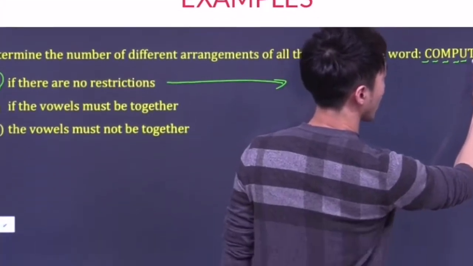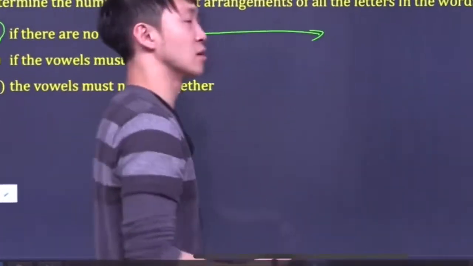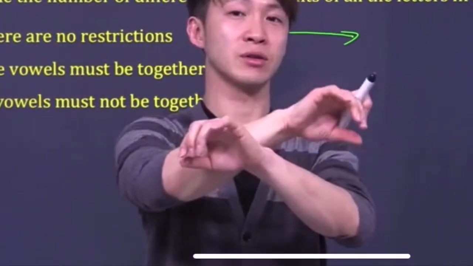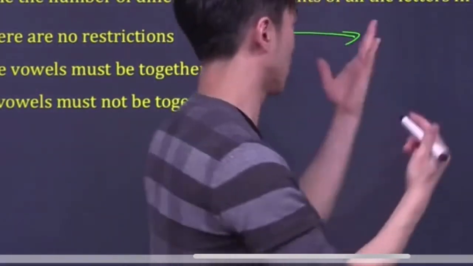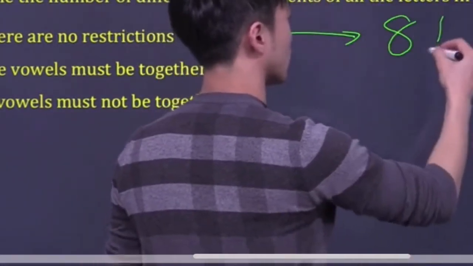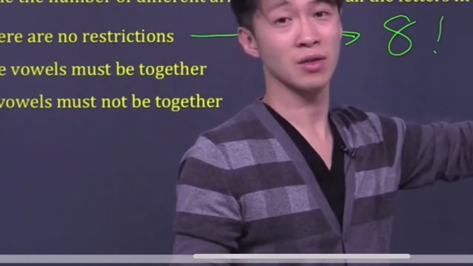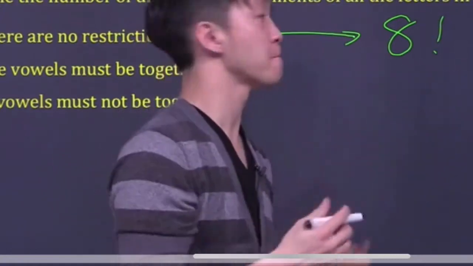Like that. 2, 3, 4, 5, 6, 7, 8. We have 8 letters, right? So guys, how many ways can you arrange 8 objects? How many ways can you arrange them? 8 factorial, right? For 8 letters, there are 8 factorial ways of arranging them.